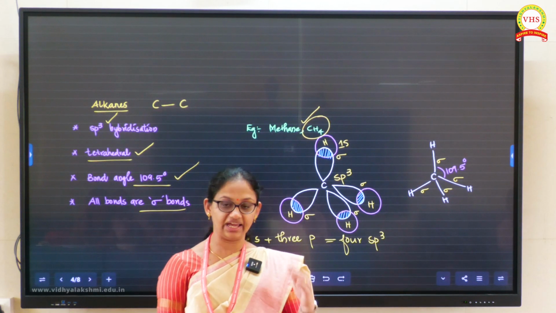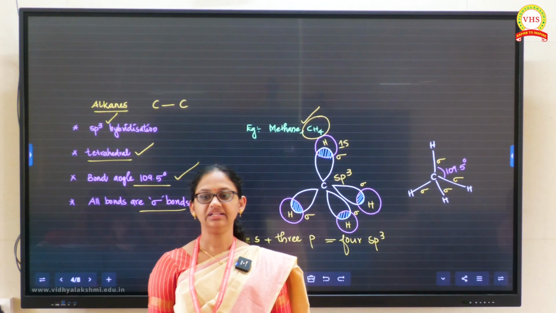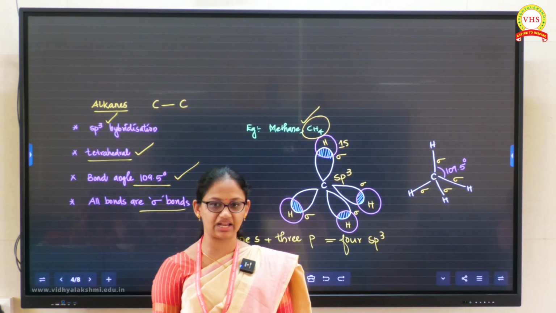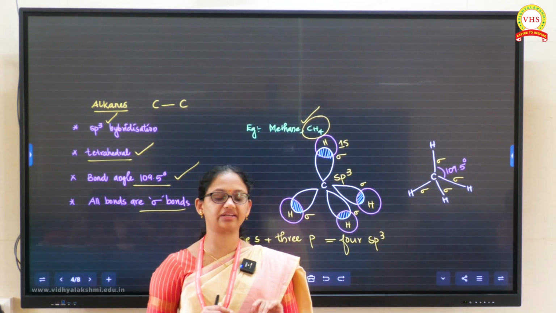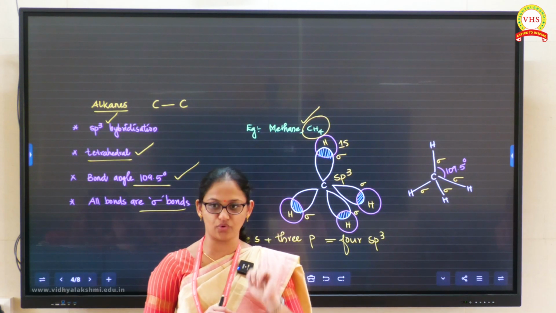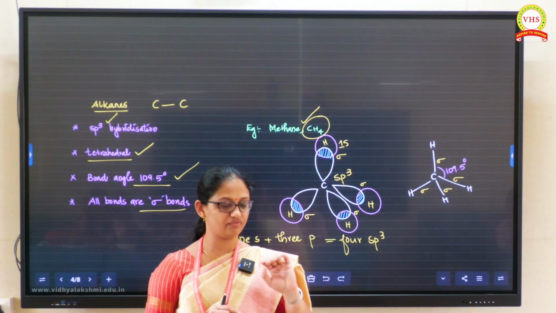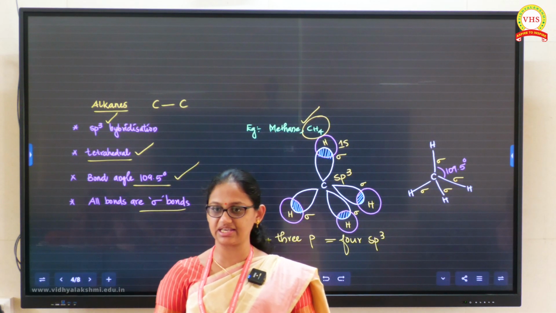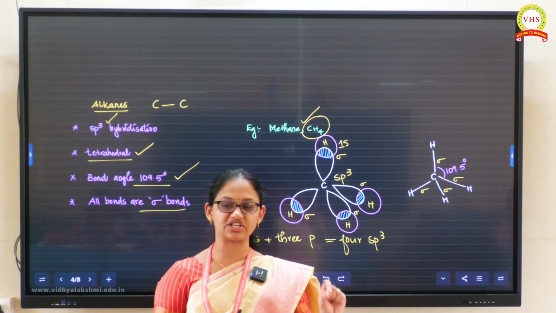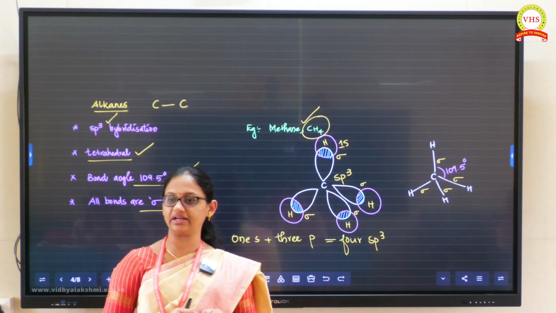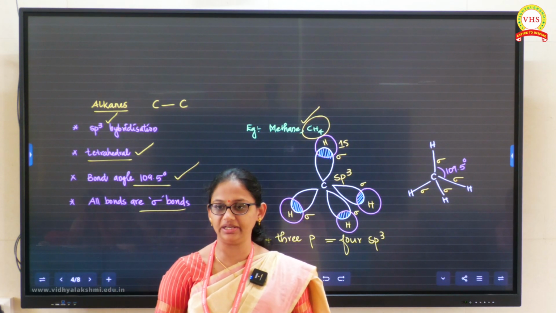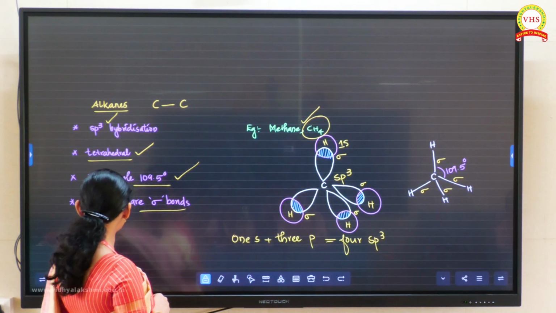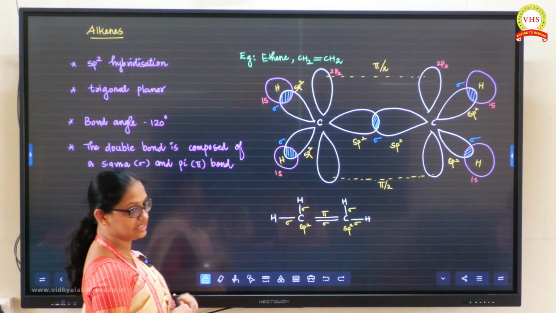Like this, in any alkane compound, the carbon hybridization is sp3. You know that carbon valency is 4. Each valency being a single bond means the hybridization is sp3, tetrahedral geometry, and the bond angle is 109.5 degrees. So it is clear. Then next is alkenes.